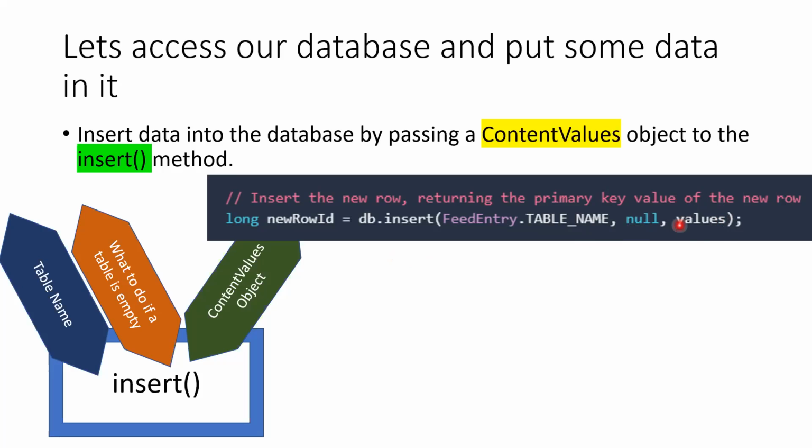Now this values argument is going to be a map, which holds a key and a value. This says which column is going to get which value. In our case, we have a table with three columns: one is the default primary key, another is the title, and another is the subtitle. So this values is going to be a map which contains the values for all the columns.